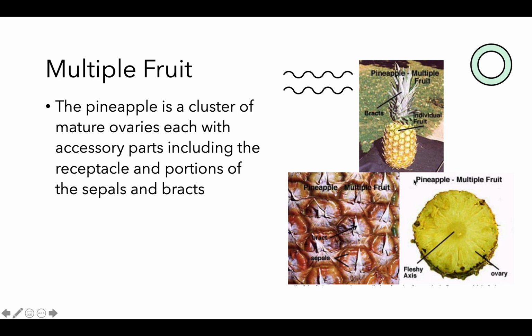The pineapple is a cluster of mature ovaries with accessory parts including the receptacle and portions of the sepals and bracts. The difference between an aggregate and a multiple fruit is that an aggregate fruit has multiple ovaries coming from a single flower, while multiple fruits have numerous ovaries coming from different flowers that fuse together.